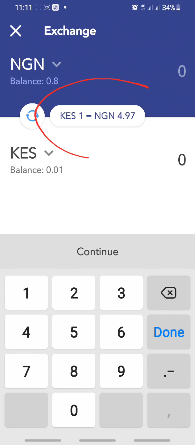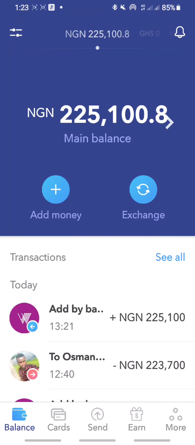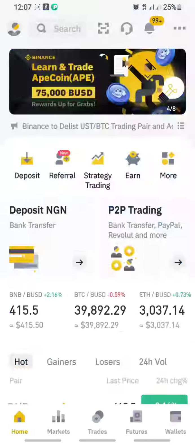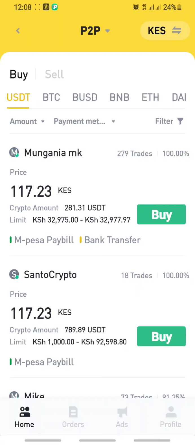Step 3 is to check the Eversend rate for Kenyan shilling to Naira. As you can see here, it says 1 Kenyan shilling is equal to 4.97 Naira. What you need to do now is to go to Binance. Once you're here, change the fiat from Naira to KES, the Kenyan shilling. To know the rate or price of USDT, multiply 4.97, which is 1 Kenyan shilling on Eversend, by the rate they are selling here.